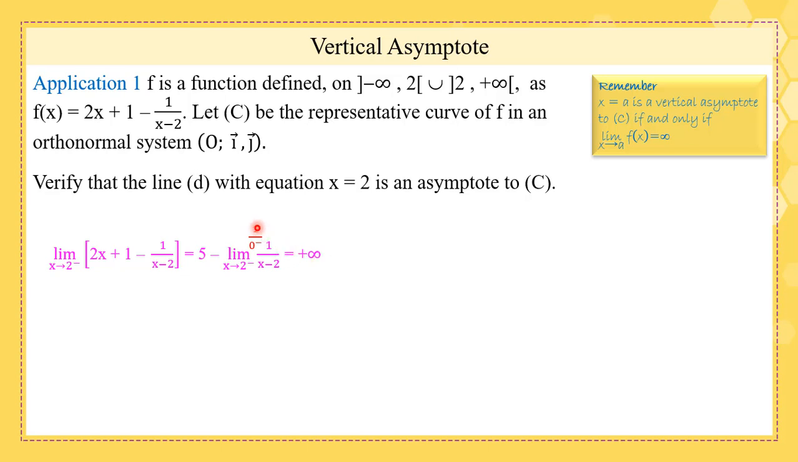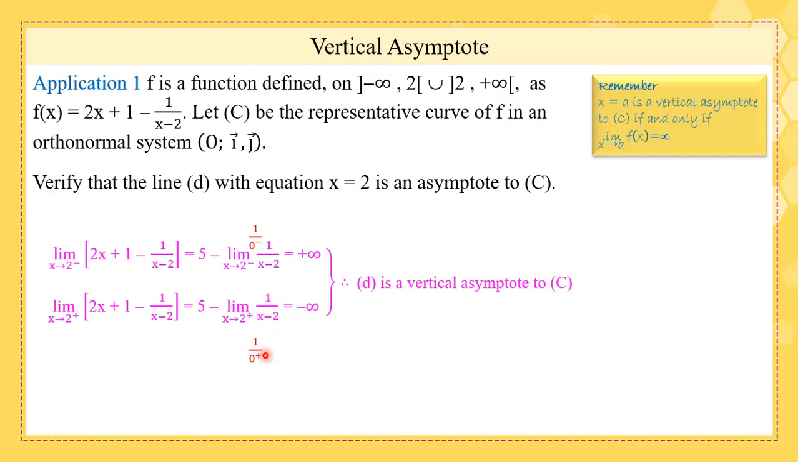In fact, we have here 1 over 0 minus. And the limit as x tends to 2 plus is negative infinity, because we have 1 over 0 plus. And from here, we can tell that D is a vertical asymptote to C, and D is the line whose equation is x equals 2.